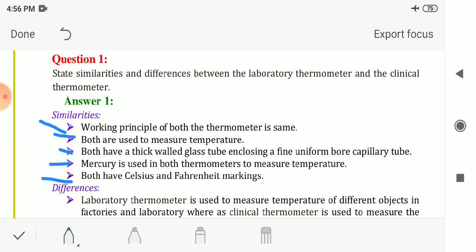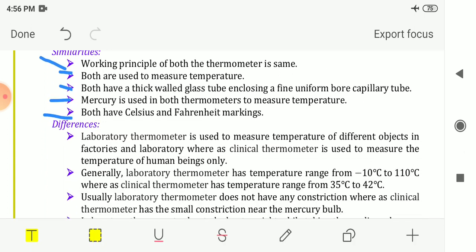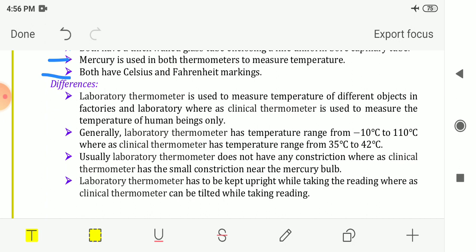And you can also say that in both the thermometers there is a bulb-like construction at one end of the tube, that we had seen in the figure. So these are the similarities between these two thermometers. Now let me see what the differences are between these thermometers.